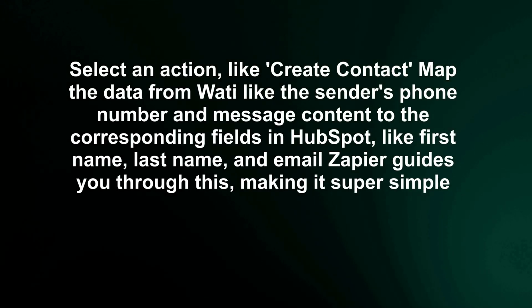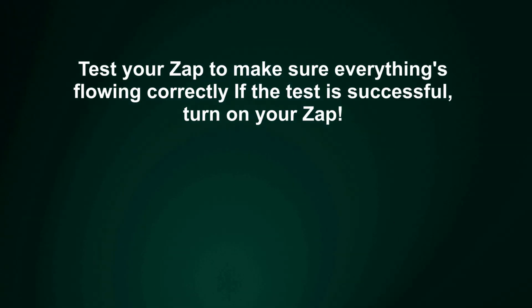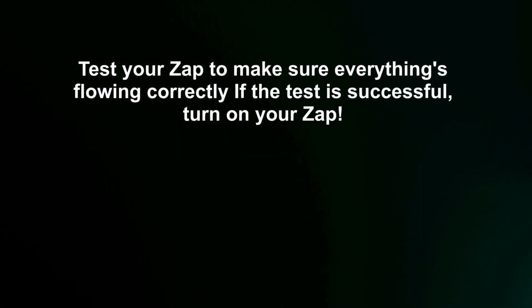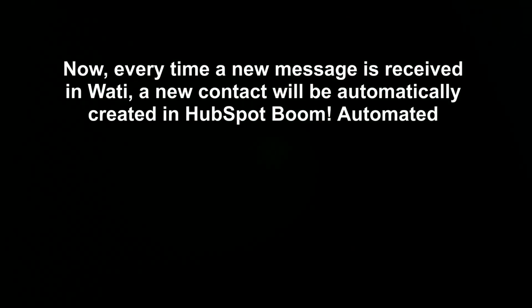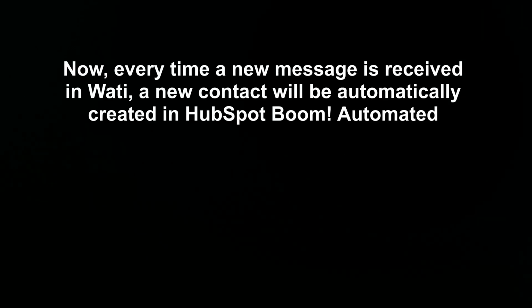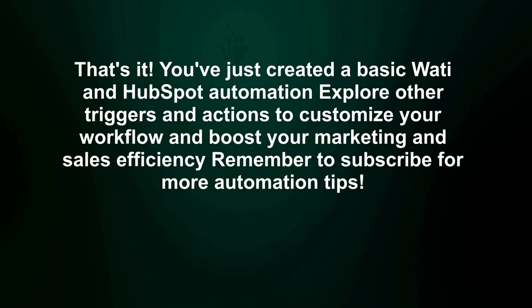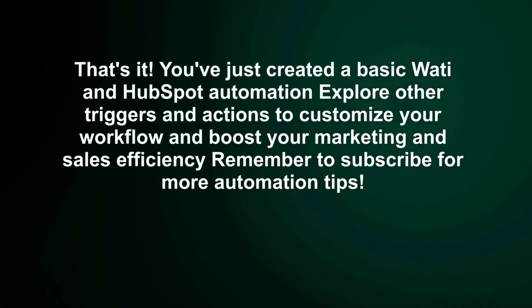Zapier guides you through this, making it super simple. Test your Zap to make sure everything's flowing correctly. If the test is successful, turn on your Zap. Now, every time a new message is received in Wati, a new contact will be automatically created in HubSpot. Boom, automated. That's it. You've just created a basic Wati and HubSpot automation.